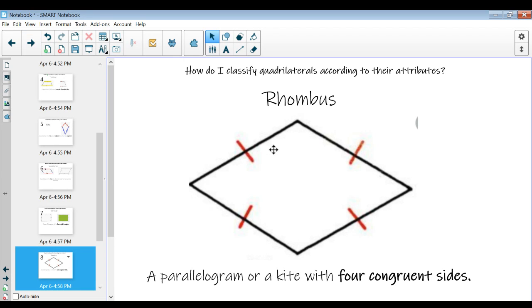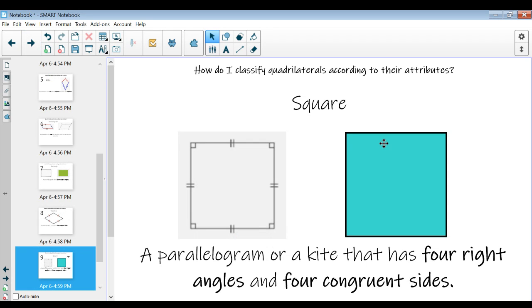And then you have a rhombus. Now the rhombus is a parallelogram. It is a kite, but we can get even more specific. It's a parallelogram because the opposite sides are parallel. It's a kite because the adjacent sides, the 2 top side lengths are adjacent and they're equal, and the 2 bottom sides are adjacent and they're equal. So it's a parallelogram, it's a kite, but since all 4 sides are congruent to each other, that makes it a special type of parallelogram, a special type of kite. It is a rhombus.